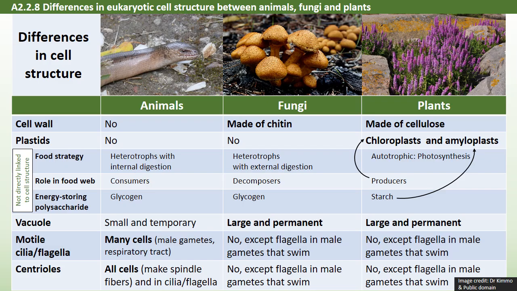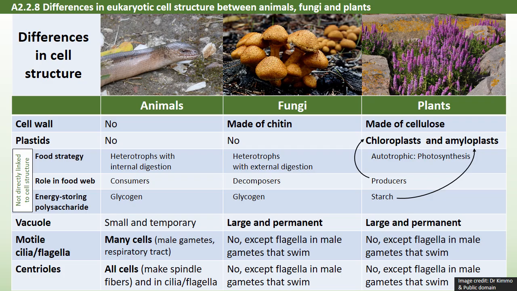Plants are not heterotrophs, they are autotrophs. They produce their own food through photosynthesis. The role in the food web: animals are consumers, fungi are decomposers, and plants are producers.